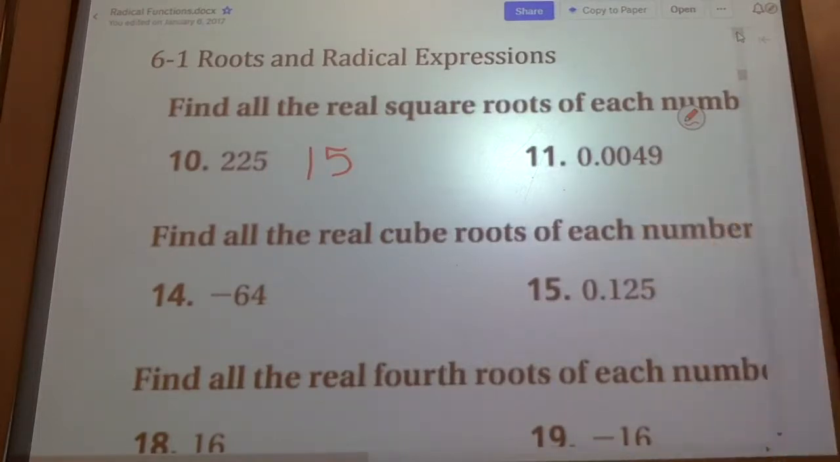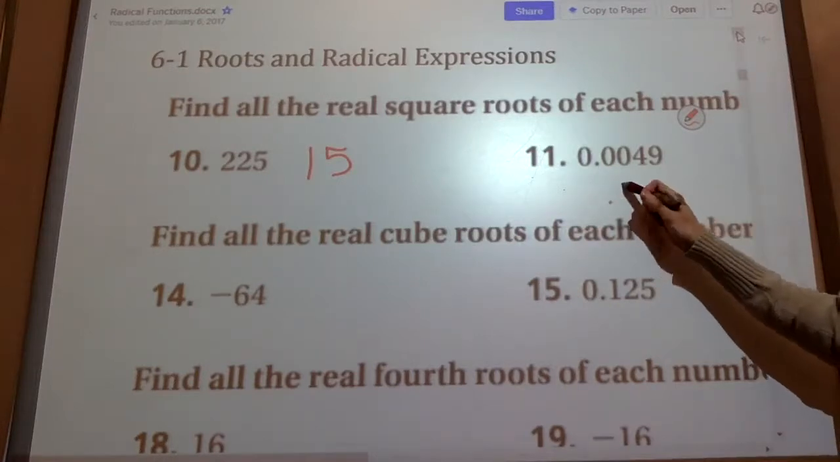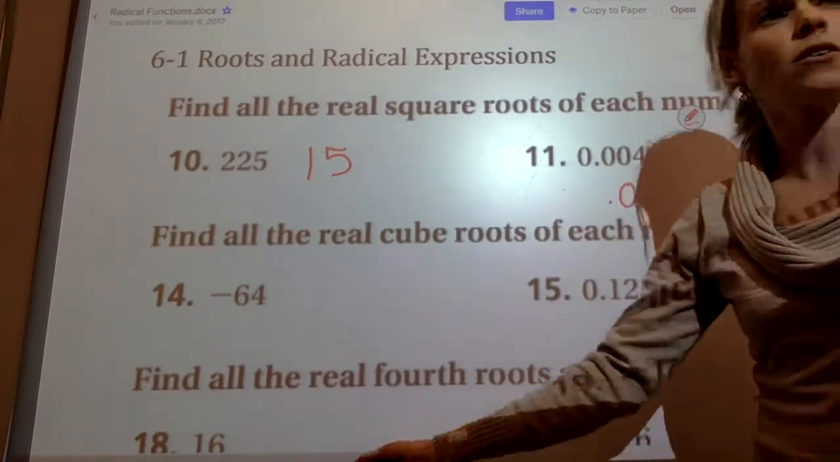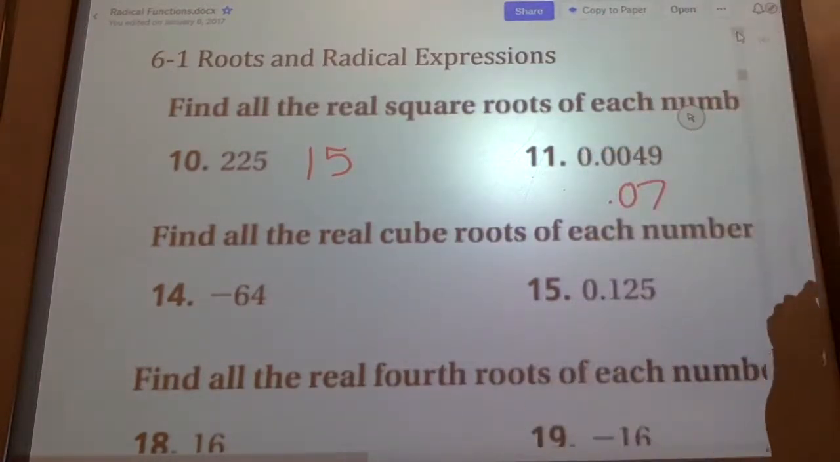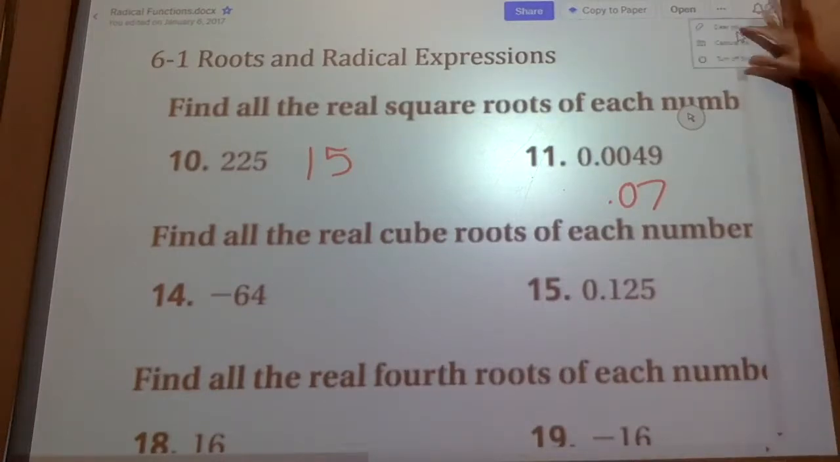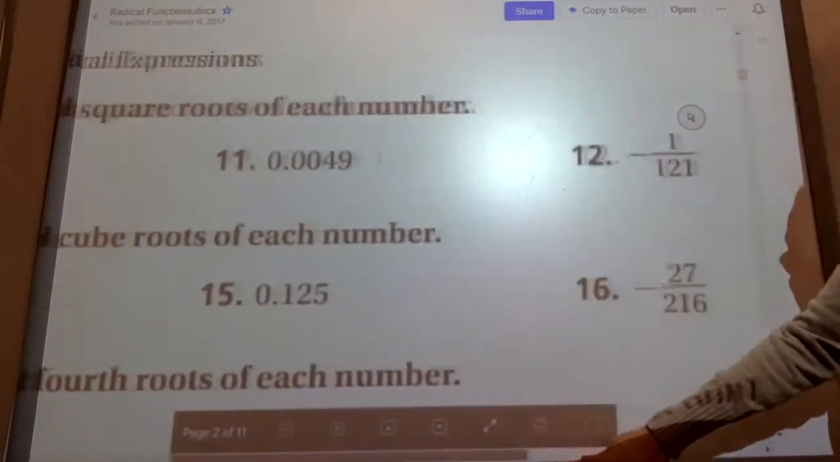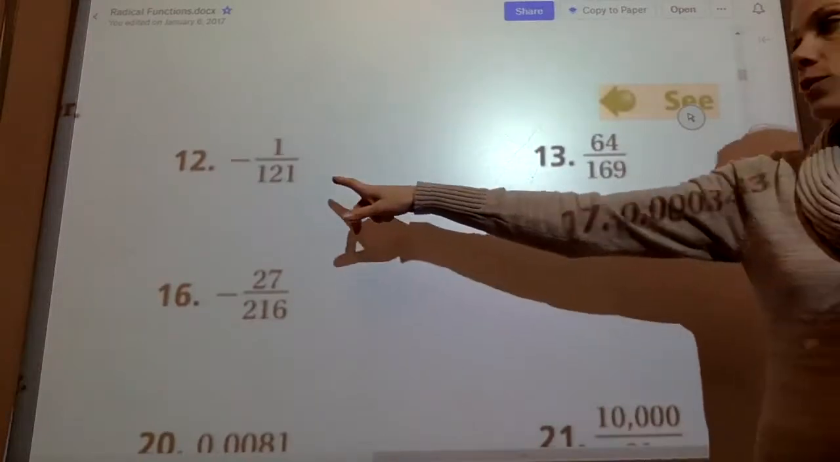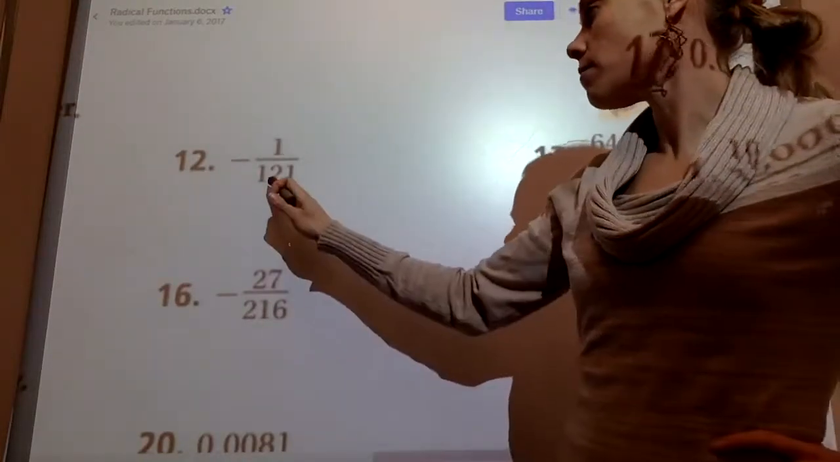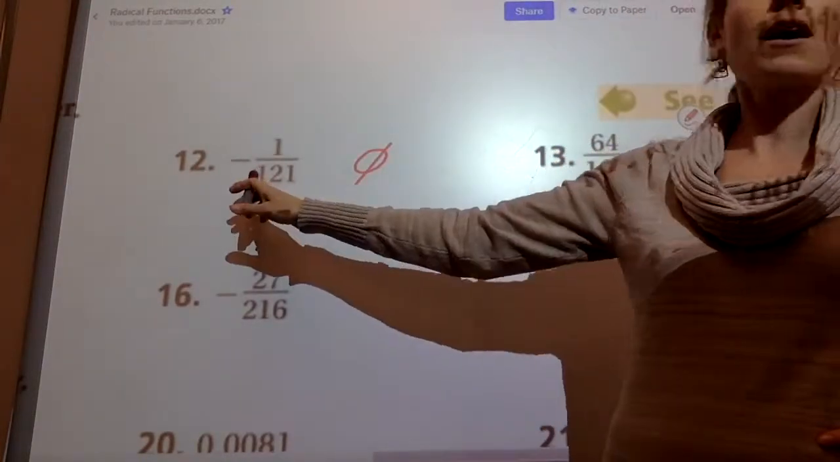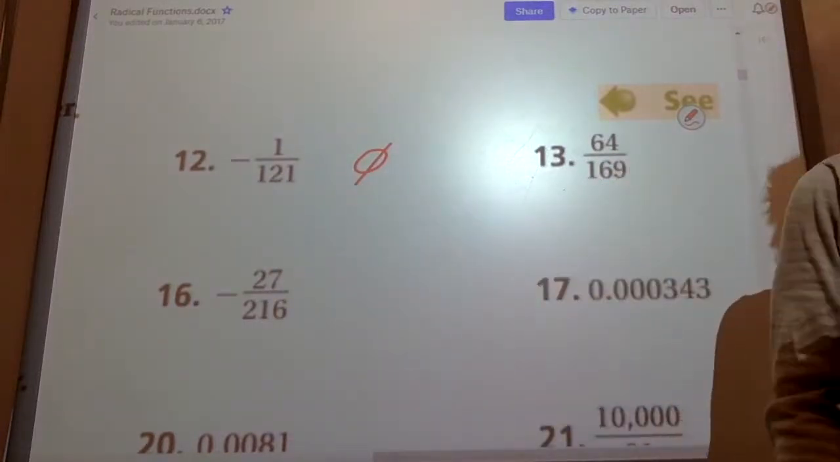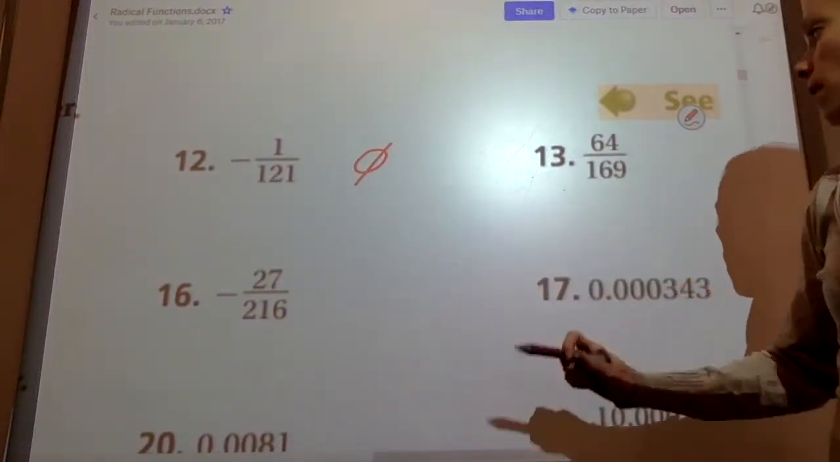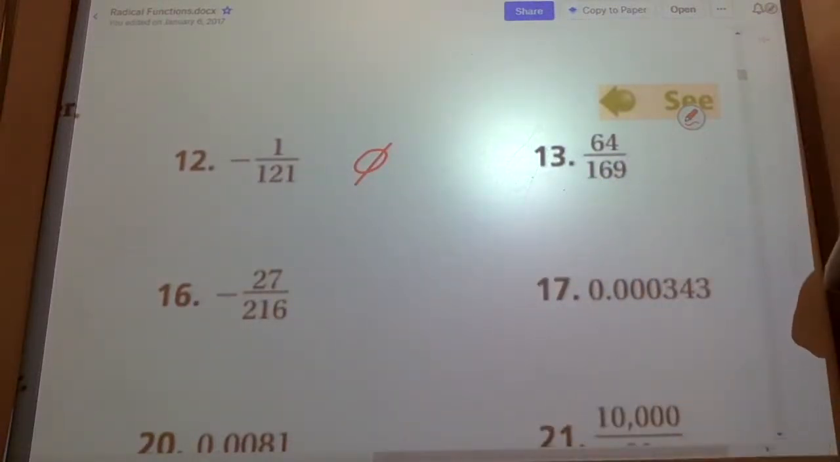What's the square root of 0.0049? 0.07. Okay, 0.07, very good, and you can put that in on your calculator, right? Square root. Okay. How about the square root of negative 1 over 121? Very good, you cannot square root a negative number, no solution. What about the square root of 64 over 169?